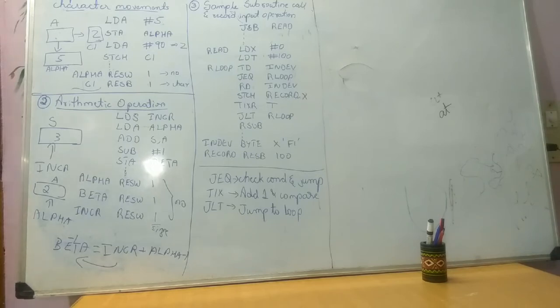Okay. So the third one we have taken as a sample: subroutine call and record input operation. Subroutine, I mentioned, is nothing but a function kind of thing. So we have to call the function and we have to get some value from the function. That is a subroutine. Here, what is this program doing now? It will read 100 bytes of value. So how is the program written? Let's see.